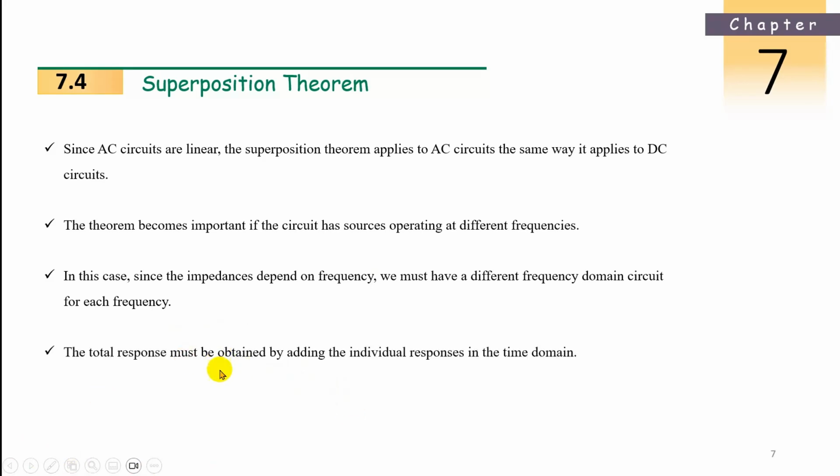The total response must be obtained by adding the individual responses in the time domain. In the time domain itself we have to add them, because they are already converted based on their individual frequencies, right? Not in one common frequency. They are already calculated with different frequencies, so we cannot add them in the frequency domain. Once it is added, then you can convert it into a sinusoid.